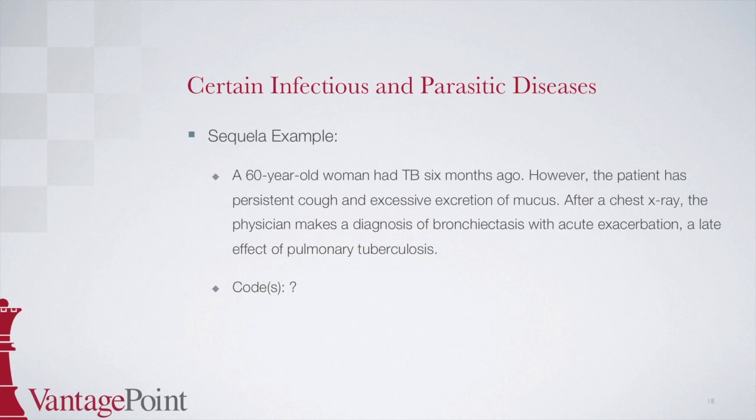Here's our sequela example. A 60-year-old woman had TB 6 months ago. However, the patient has persistent cough and excessive excretion of mucus. After a chest x-ray, the physician makes a diagnosis of bronchiectasis with acute exacerbation, a late effect of pulmonary tuberculosis. What are the codes for this patient? Please pause the webinar to complete this example and then hit play to continue and learn the answer.